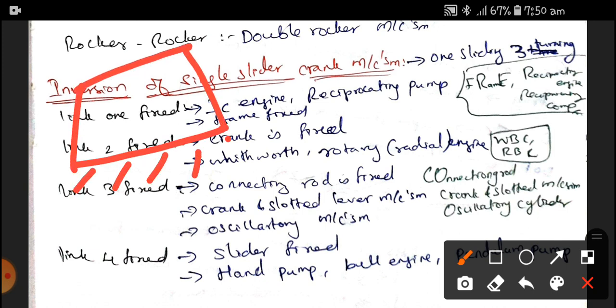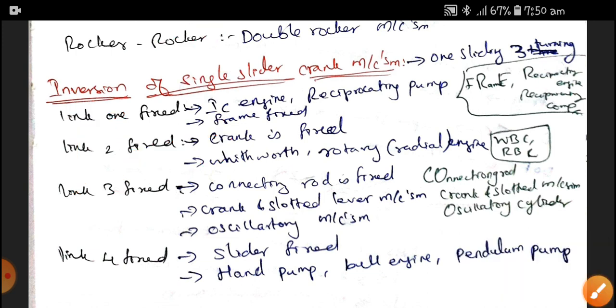So this is the frame. If the frame is fixed, what will happen? The rotary motion is converted into here also a rotary motion, whereas this, sorry, one second.